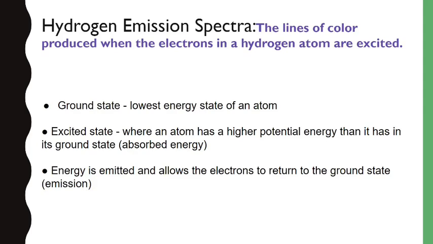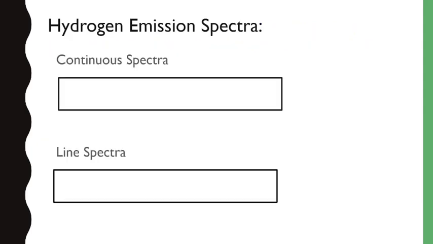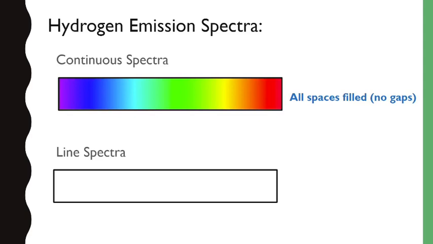So once those electrons jump up into that excited state, they're unstable and they tend to fall back down, and energy is going to be emitted as light, and that allows our electrons to return to the ground state. And when they do that, they're releasing that light, and they're going to make a spectra. And there's two different types of spectra. Continuous spectra is all filled in, all the way from red to purple with every single variation of color in between. There's no gaps.